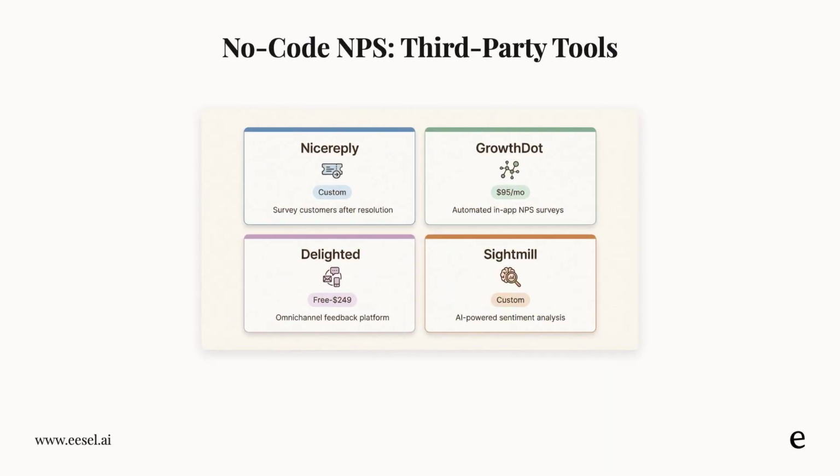If you prefer a no-code route, several tools integrate directly with Zendesk. Delighted offers a generous free tier. GrowthDot is a native app at a flat $95 per month. NiceReply spans multiple channels, and SiteMill keeps things minimal with a simple webhook setup.